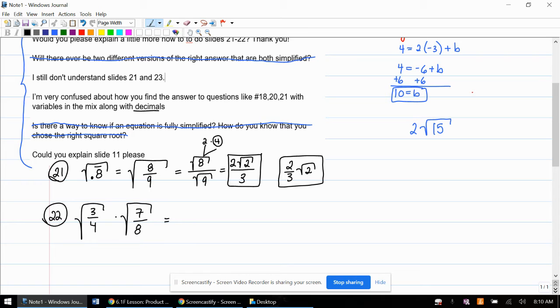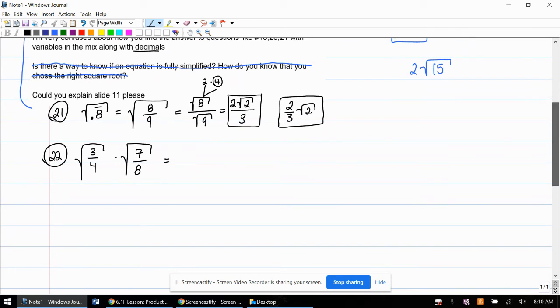Okay, so what are my options here? I could simplify each one on its own. I could multiply them together and try to simplify them. I don't know necessarily which way is better, and it's been a while since I've done this problem. I'm going to try doing each one on its own, and then maybe I'll multiply them together.